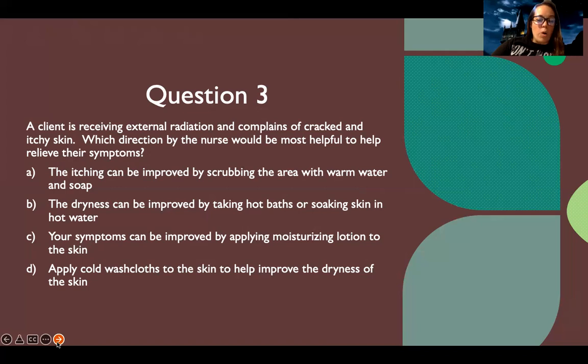D says apply cold washcloths to the skin to help improve the dryness of the skin. So I think this goes again. I don't think that we want any temperature extremes. We don't want too hot. We don't want too cold. And so I think the best answer here is going to be C, which is correct.